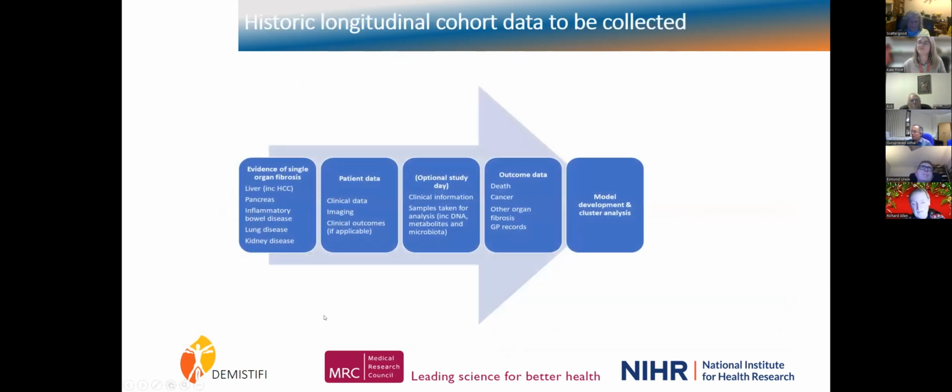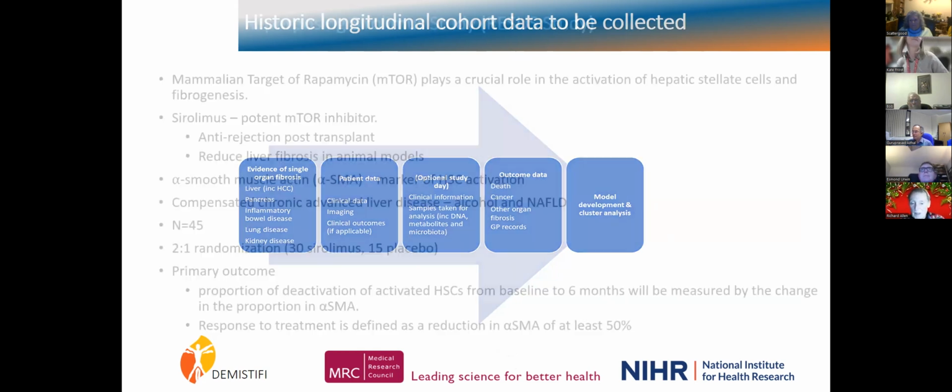And so I've told you what we want to do. First of all, start with the single organ fibrosis, use the information, and then invite people to come to another study day if they are interested, and follow up and then find out what the outcomes are, and then develop a model as to how we can really identify these people before they get the second or a third organ, certainly, and how we can really change them.